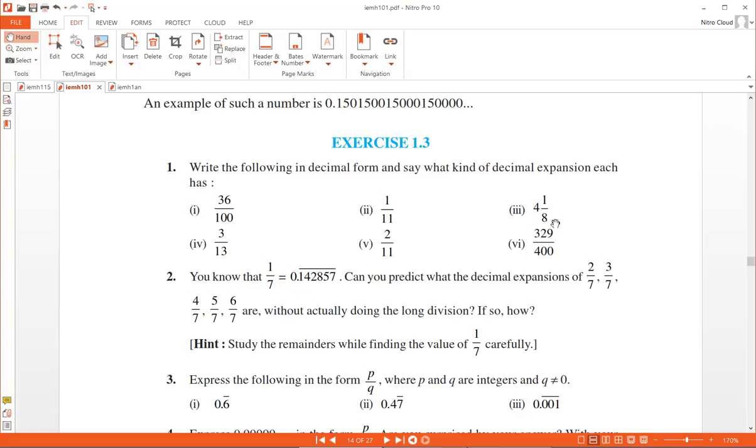This again will be a terminating one. This will be repeating, but the number of digits will be less than 13. Repeating, and this will terminate. So you already are given the value of 1 by 7. You have to predict the values of 2 by 7, 3 by 7 and all these. So it's very easy to do. You already know 1 by 7. 2 by 7 is simply 2 into 1 by 7. 3 into 1 by 7 is 3 by 7. So you can multiply and find out these values.